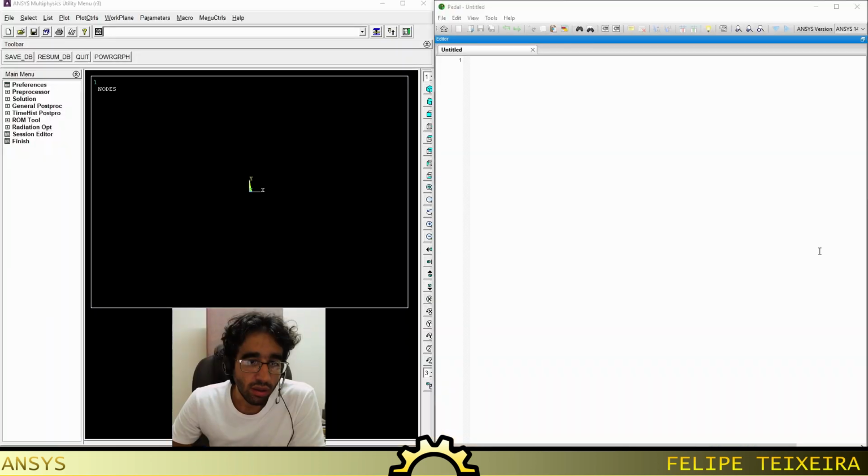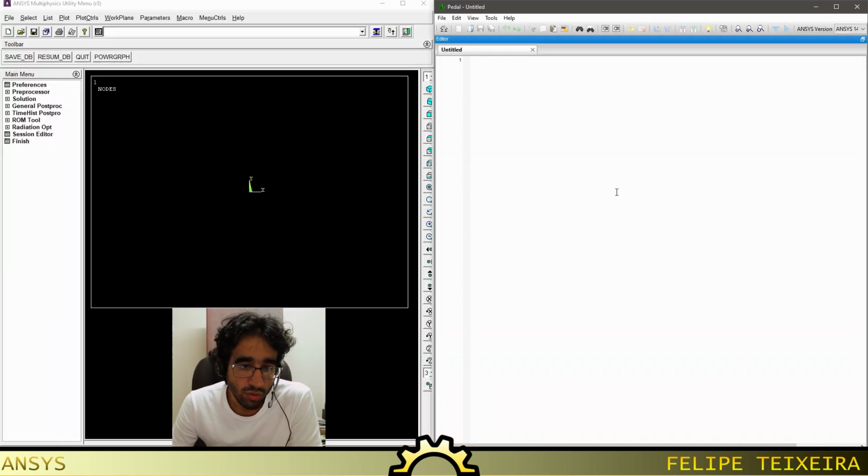So let's invest a bit in APDL. Let's learn how to create a model like this one, which is a very simple model, in ANSYS, using APDL by typing directly the commands in the APDL language. So here we are, back again in ANSYS Mechanical APDL. I have split the screen. On the left is ANSYS. On the right is the IDE I use for editing APDL code.